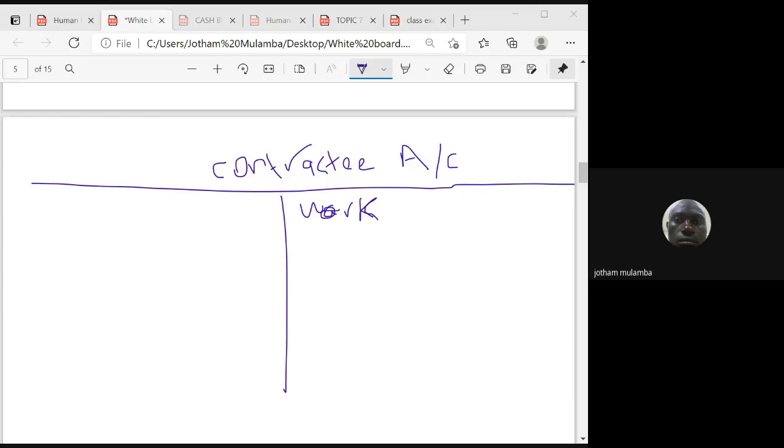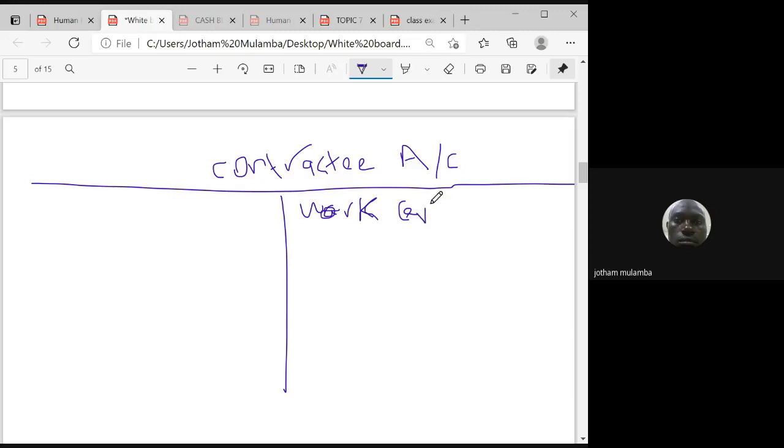Now, when we are preparing a contractor account, we are concerned about how much money the contractor claimed for payment. Then we look at how much money he has been paid, and then how much money is remaining. That's why I've said it only has three transactions. The first one we record is work certified.